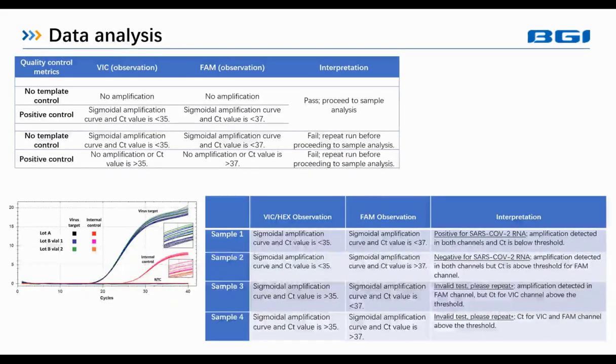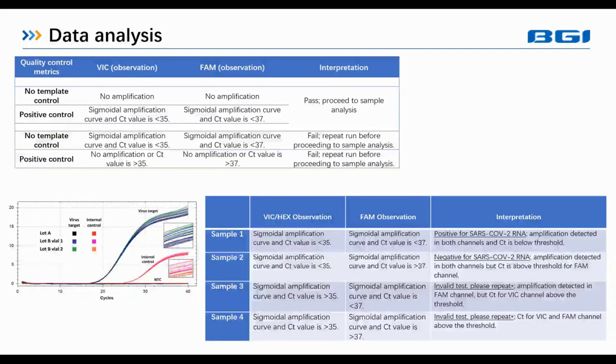After the PCR is finished, you can start the data analysis. Before you move on to any particular patient sample, the first thing is to determine if the entire run passes or fails. For every single run, there should be at least one non-template control and one positive control. First, look at the non-template control. There shouldn't be any amplification, and the positive control should have very good amplification. The cutoff CT value for the internal reference in the VIC channel is 35 and for the FAM channel is 37. If both criteria are met, then this run passes, and you can proceed to sample analysis.